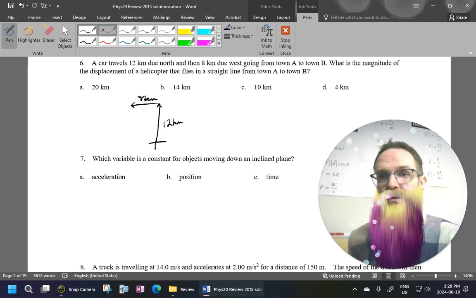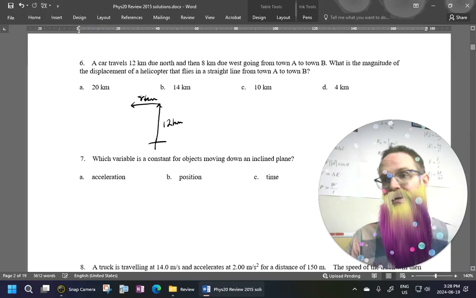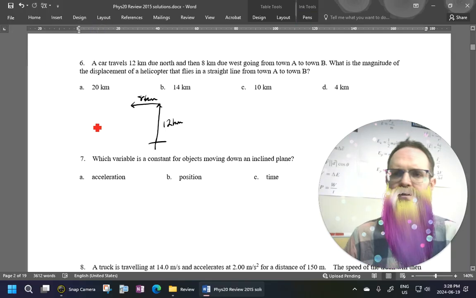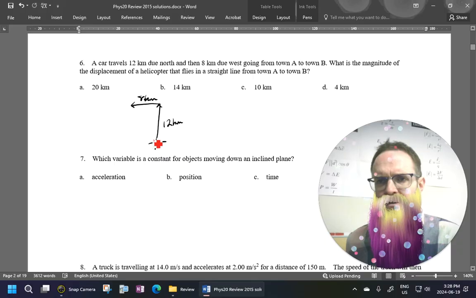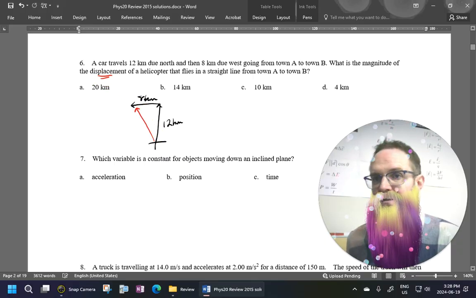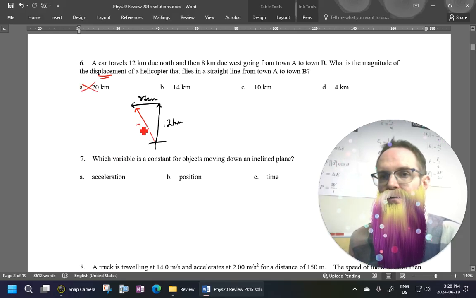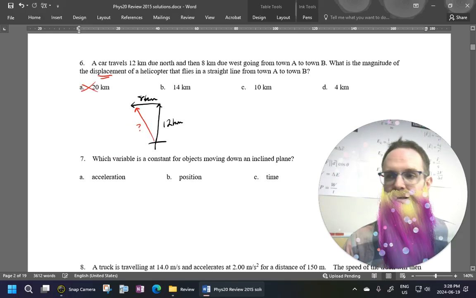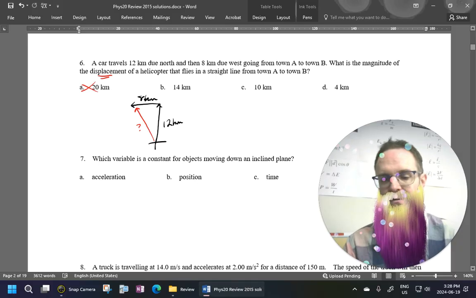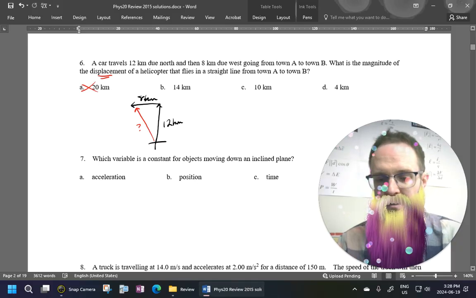If we were going to do the long way, we'd find the x and y's, add all the x and y's together, and draw it. But this is honestly a nice, easy picture. We're just looking for this displacement here. Displacement, not distance traveled, so we're not going to add the numbers together. We're just looking for this hypotenuse here. Because north and west are 90 degrees to each other, we just use the Pythagorean theorem.